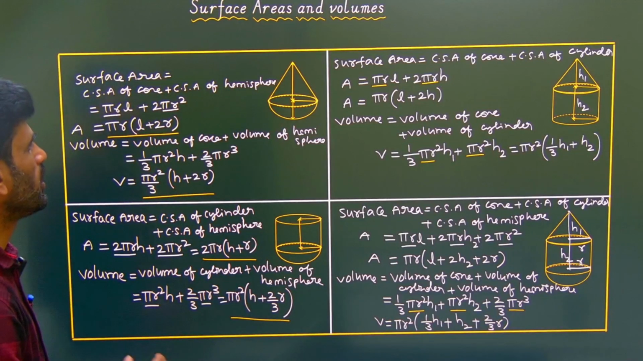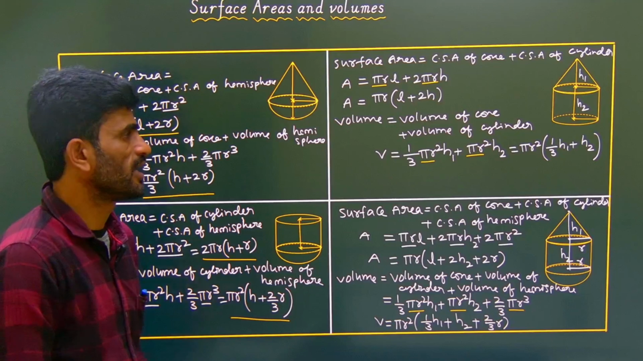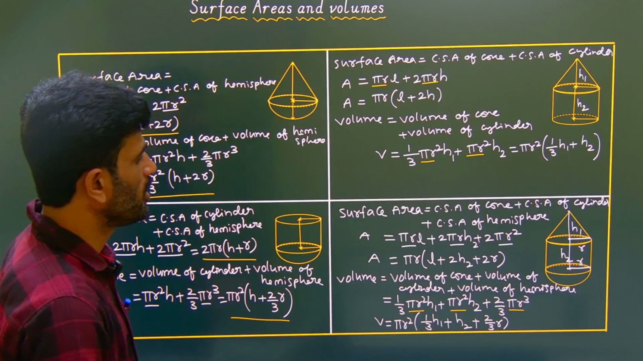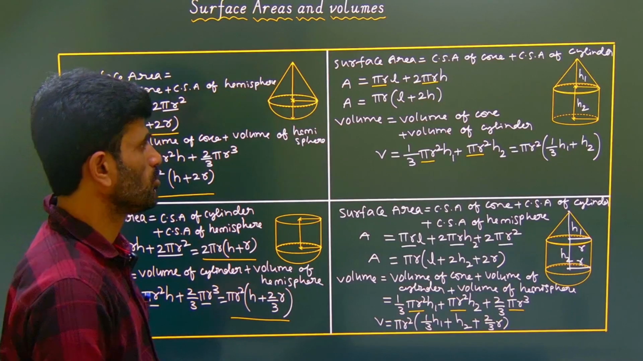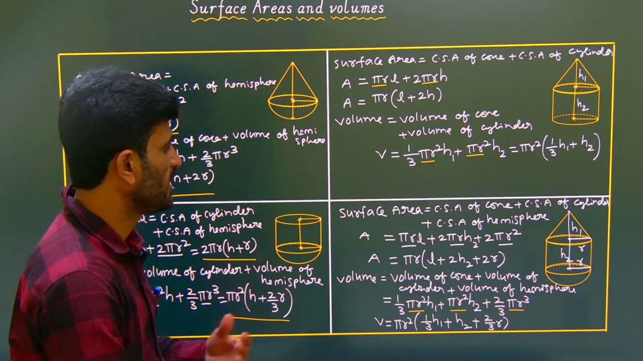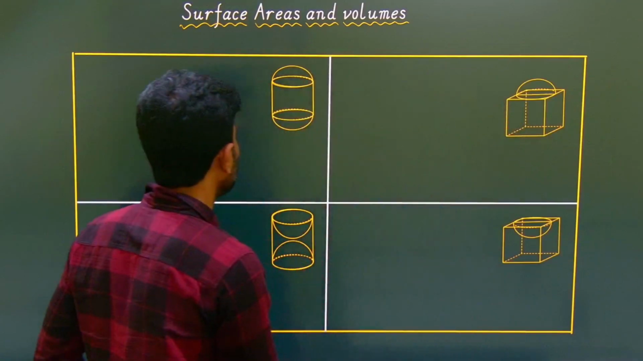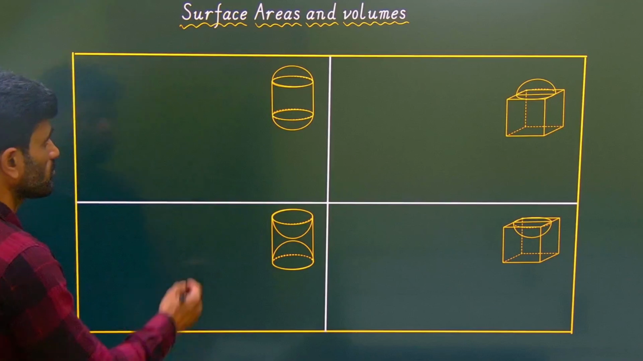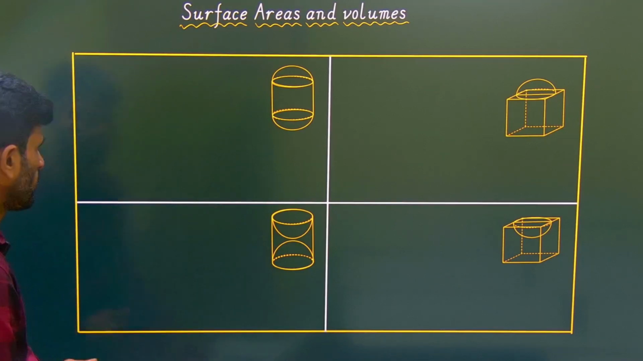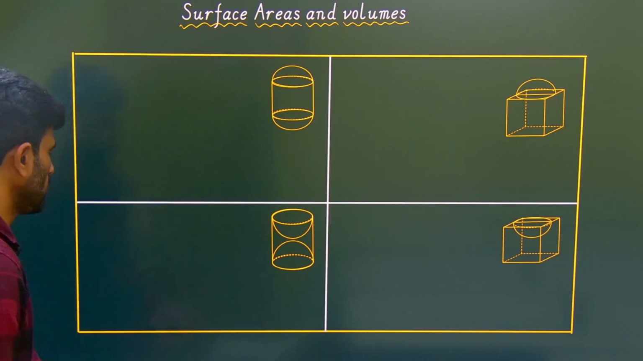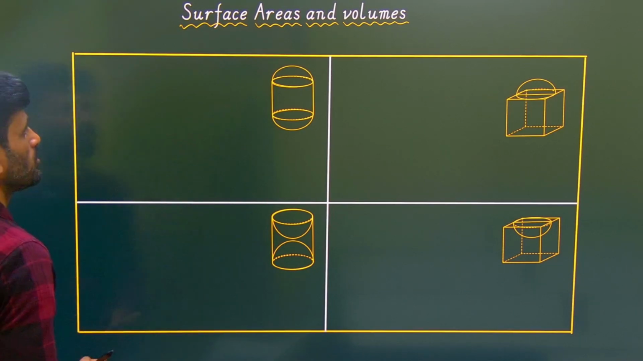Hope you understood these 4 solids, and how to find the surface areas and volumes of combinations of these solids. We will see in the next page. We have some more combinations in the same way. This is a combination of 2 hemispheres on either side and 1 cylinder. We have some problems related to petrol tank, capsule; all those problems are related to this solid only.